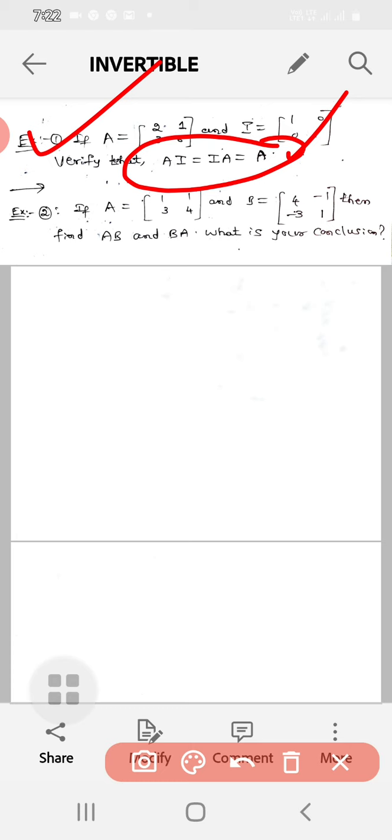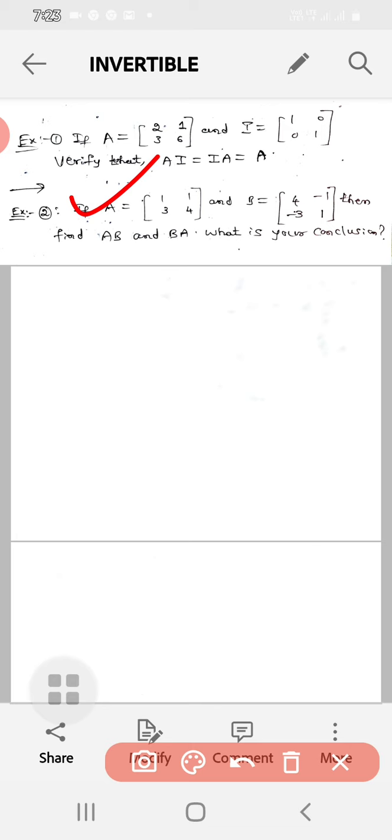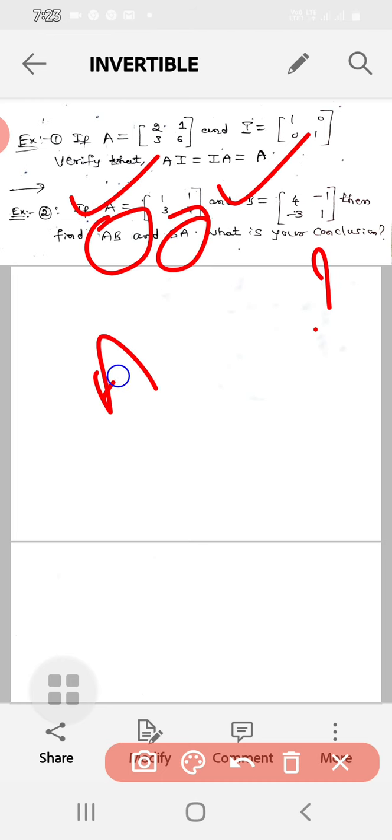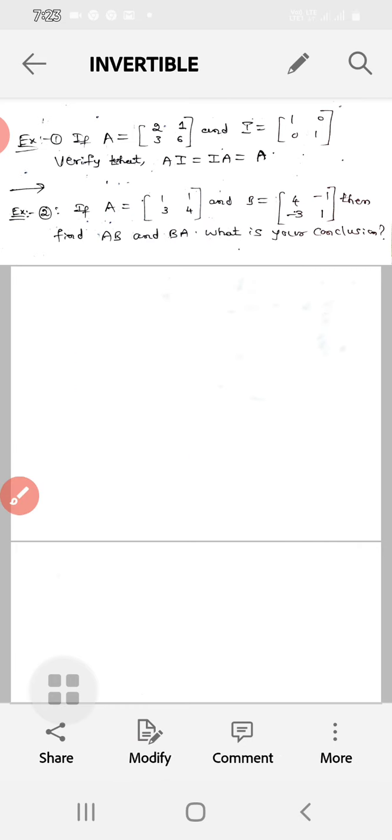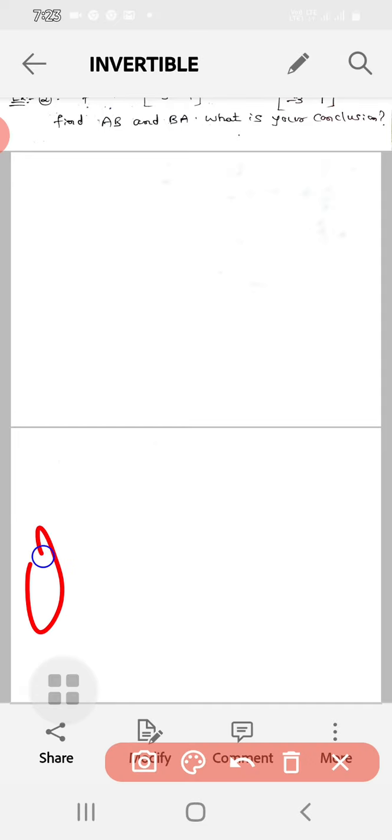So now let us consider the second problem. If A equals [1, 1; 3, 4], B equals [4, -1; -3, 1], then find AB and BA and see what our conclusion is. First let us find the product AB, and next we shall find BA. Let's see what happens. I will consider the second problem. So you consider AB. Let us write that.